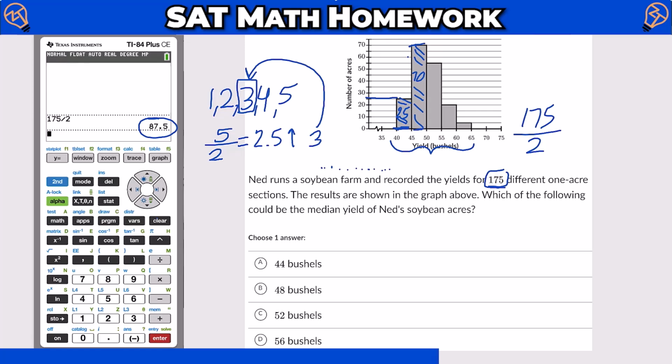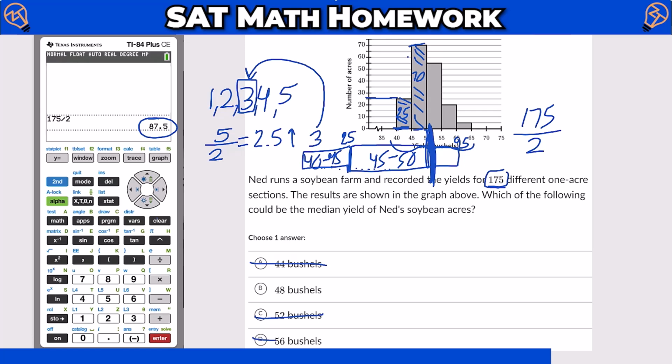We want the 88th. The first 25 were from 40 to 45. Those next 70 were all from 45 to 50. And we know that the 88th is somewhere probably around here. In other words, it's in that range from 45 to 50. Since these were the first 25 of them, this is the 95th over here. And so the 88th would be somewhere between 45 and 50. Which option is actually between 45 and 50? Well, not 44, not 52 or 56, only 48. So the correct answer option is B.